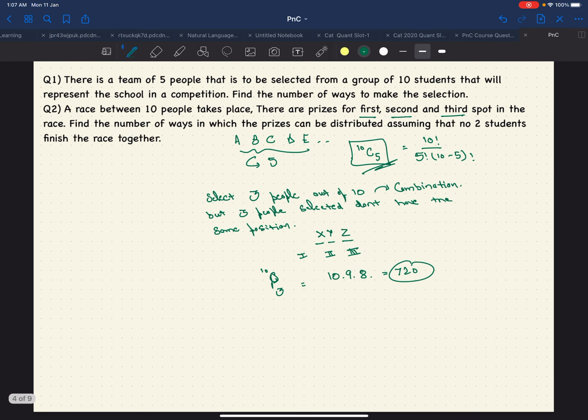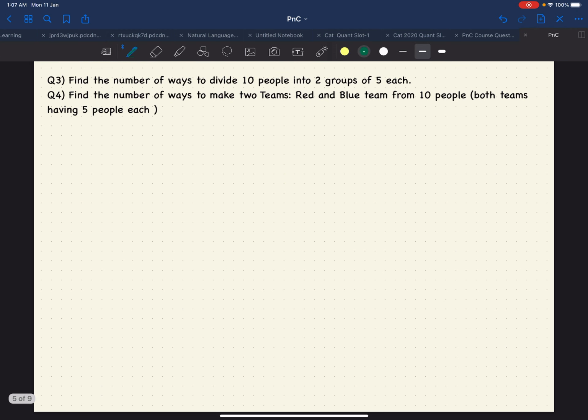So now let's jump into the next set of questions. Okay, so the third question here is find the number of ways to divide 10 people into 2 groups of 5 each. So instead of looking at 10 people, we first look at 4 people. Let's say A, B, C and D. And we have to divide them into two groups of 2 each. Just to basically understand the concept, we are first taking a smaller example here.